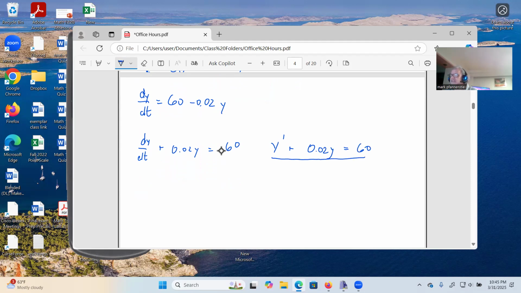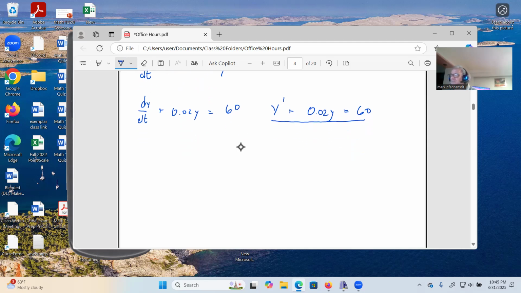We could solve this if we only had an integrating factor in order to figure out what to multiply this by. Let's get our integrating factor. One of the things for integrating factors, it's everything before the y. So I know my integrating factor, we're going to call it rho. That's a rho, not a p, equals e to the integral of 0.02 dt. Because it's dy/dt, we have a dt up here.